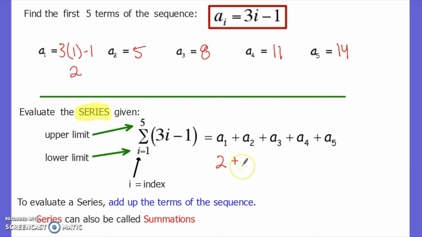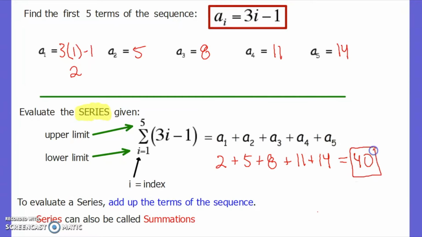And I'm going to go down to the bottom again. If we're finding the series of terms 1 to 5, the lower limit being 1, the upper limit being 5, we start counting from 1 and stop counting at term a sub 5. Well, we're going to plug in the numbers then. a sub 1 was equal to 2, a sub 2 was 5, a sub 3 was 8, a sub 4 was 11, and a sub 5 is 14. And then finally, don't forget, that means we now need to add those up. So 2 plus 5 is 7, 7 plus 8 is 15, 15 plus 11 would be 26, and 26 plus 14 would have been 40.